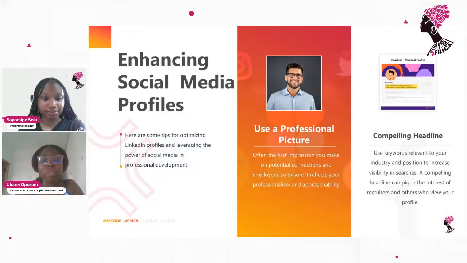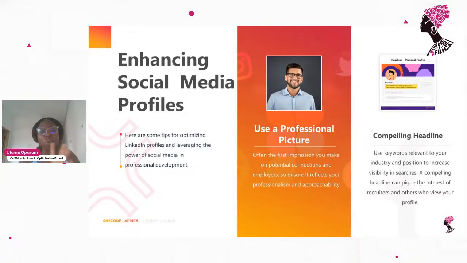Okay. So moving ahead, now we're going to talk about how you can enhance your social media profile. Now I'm just going to be giving us some tips. Afterwards, we do more practical examples. I'm going to be showing you my account and what you need to put at every point on your profile and what you shouldn't put.